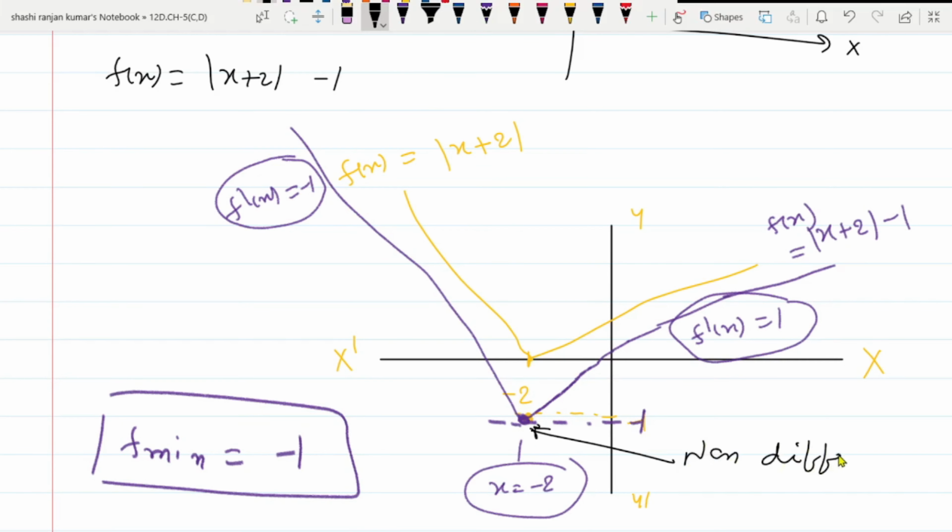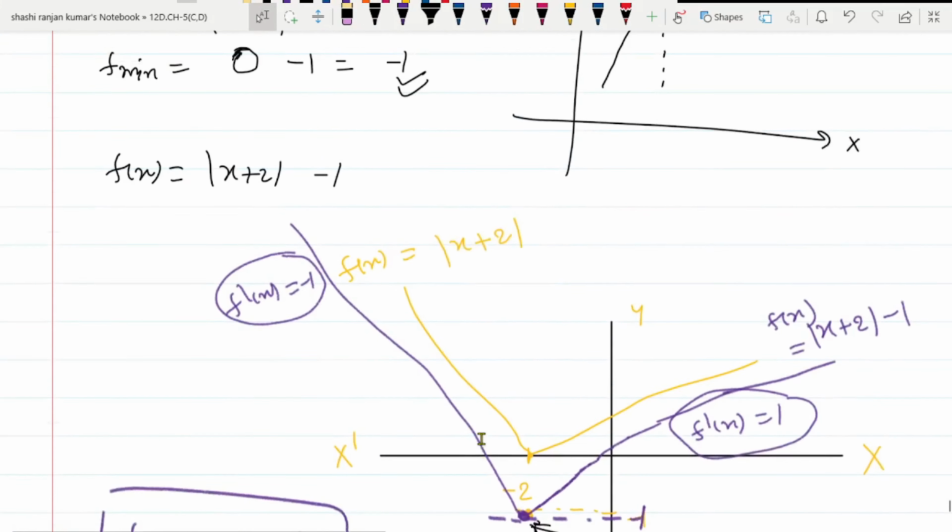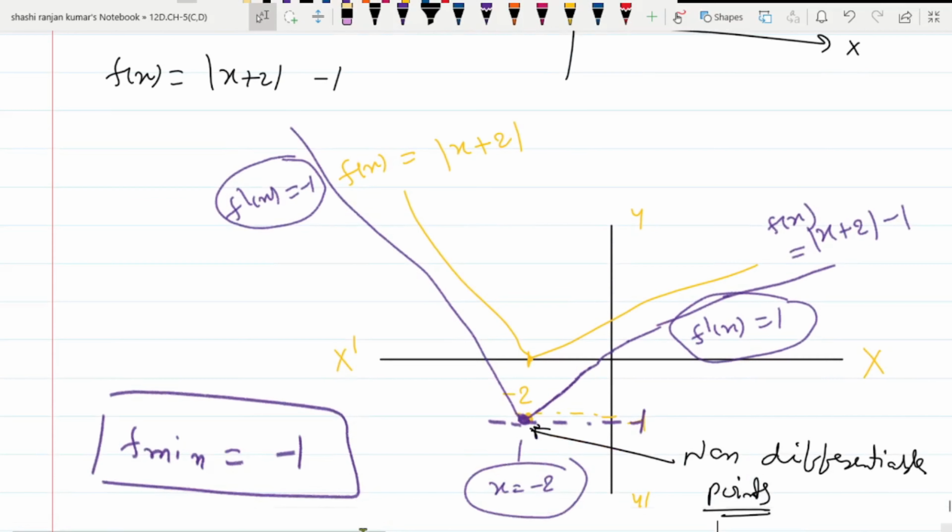Non-differentiable point. That's why, if we get this type of question in which the mod is involved, what do we need to check? We need to check the point where the mod expression is zero. This is also the point of non-differentiability. So you can get the critical point, and by this you can solve this question. Hopefully you are getting some concept here. Is it okay? Are you getting it or not?